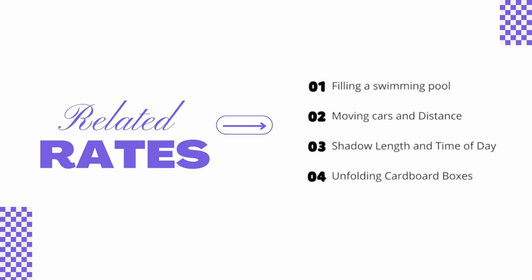The third one is shadow length and time of day. As the sun moves across the sky, the length of an object's shadow changes. Related rates can be used to calculate the rate of change of the shadow length concerning the time of day. The fourth one is unfolding cardboard boxes. If you have a cardboard box that's being unfolded into a flat piece, related rates can be used to find how fast the area of the cardboard is increasing as the box is being flattened.